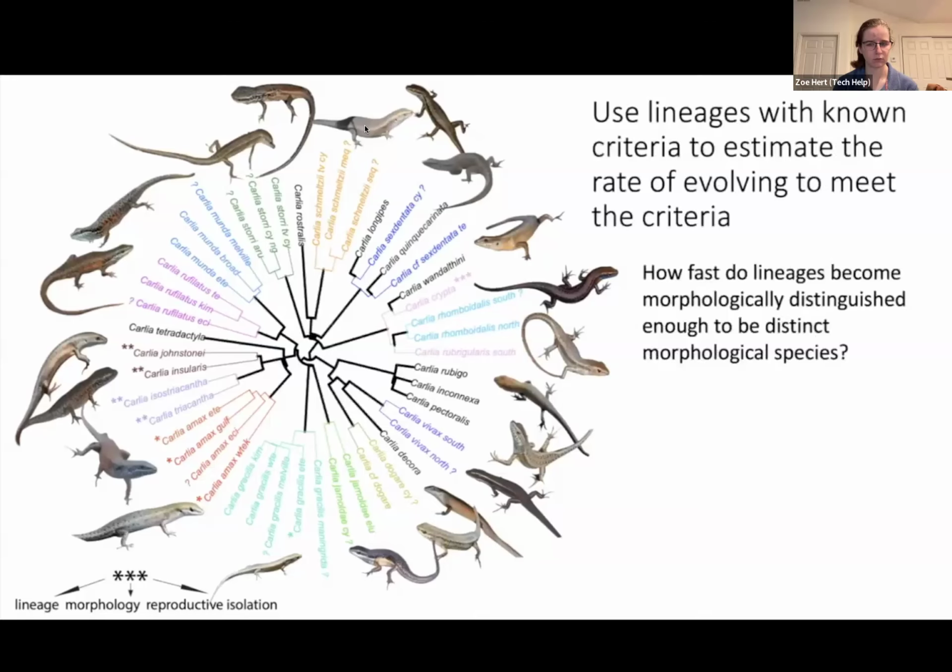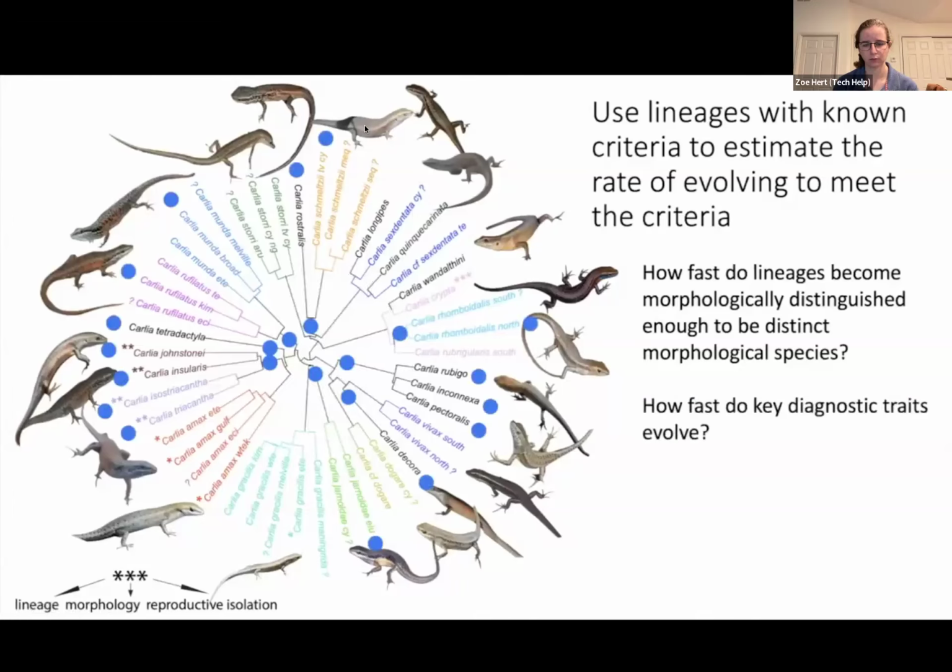The idea is very simple. It's simply to use lineages with known criteria to estimate the rate of other lineages evolving to meet the criteria, assuming that the rate stays constant across lineages in the same species group. So for example, we can estimate how fast lineages become morphologically distinguished enough to be distinct morphological species by looking at the branching patterns linking different morphological species. Or if there are any key diagnostic traits that can tell us when speciation completion happened.